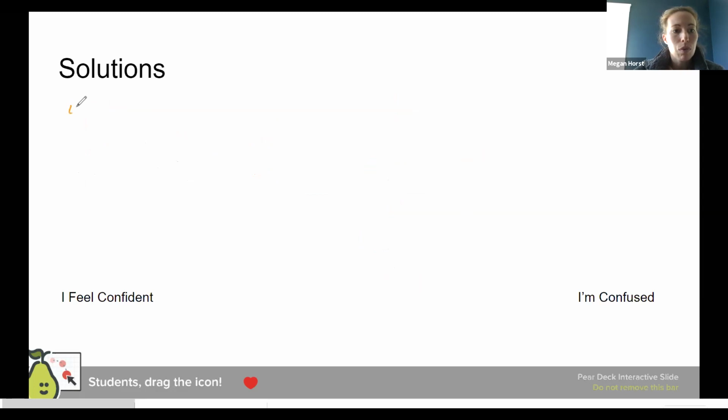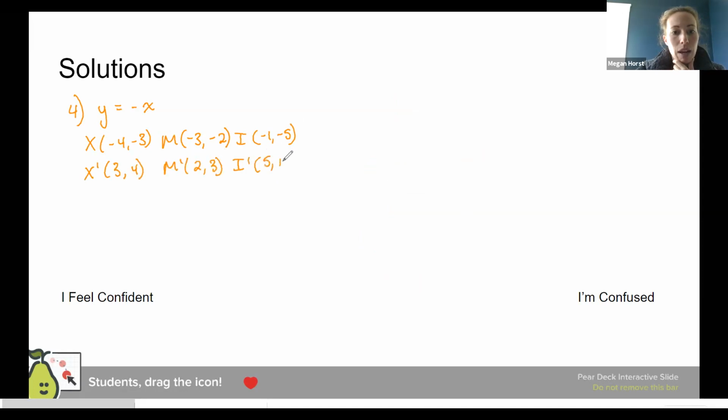For question number 4, now we're reflecting over the line y equals -x. For this one, I'm not going to graph it at all. I'm just going to use those rules that I have on the previous page for reflecting over the line y equals -x. So I know I'm going to flip them and negate them. So X prime would be 3, 4. M prime is going to be 2, 3. And I prime is going to be 5, 1.